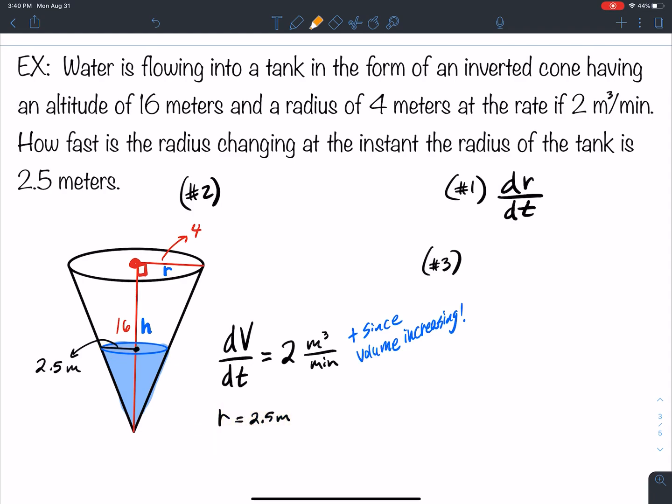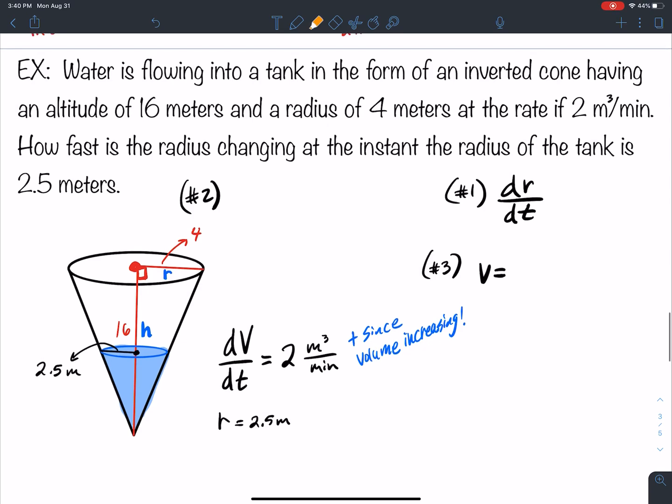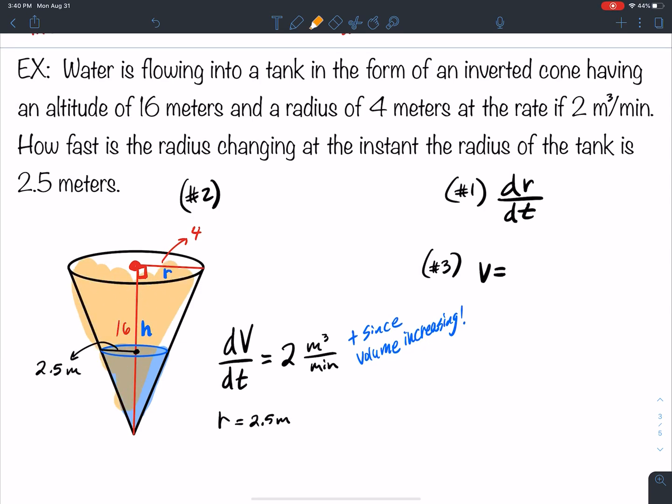Now, number 3 says form an equation about how all these variables are related. Okay, my equation for volume of a cone, you can go look it up in the reference table in the Blackboard that I've got posted, or you can just go Google the volume formula. And that formula is 1/3 pi r squared times h.